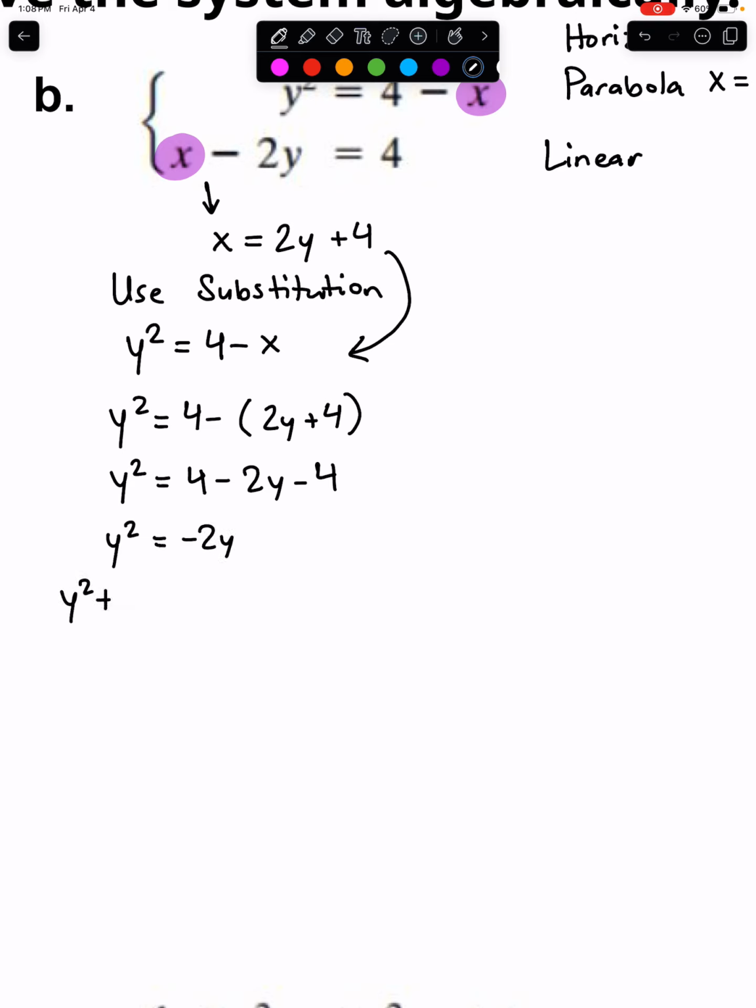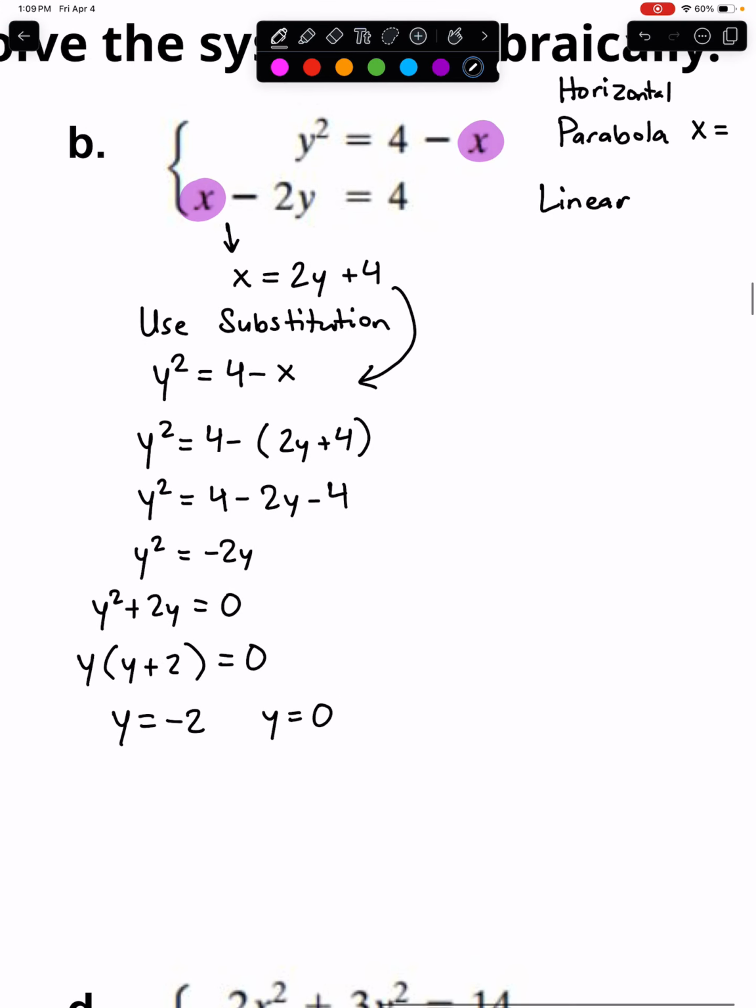So I really have y squared equals negative 2y. Right? So let me group it all to one side. I can factor out a y, and I have two answers: y equals negative 2 and y equals 0. Okay, I need to plug it back in. I'm going to plug it back in into which one? I suppose it doesn't matter. I could plug it into either one.